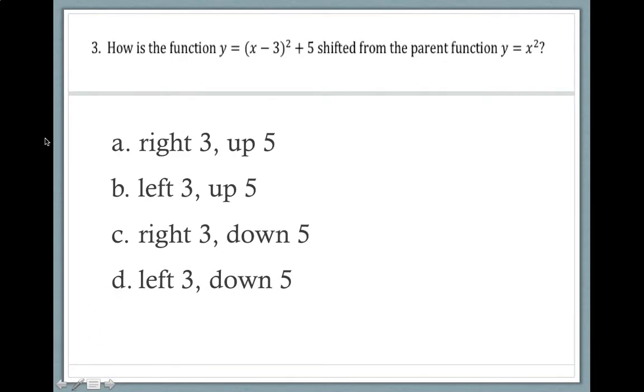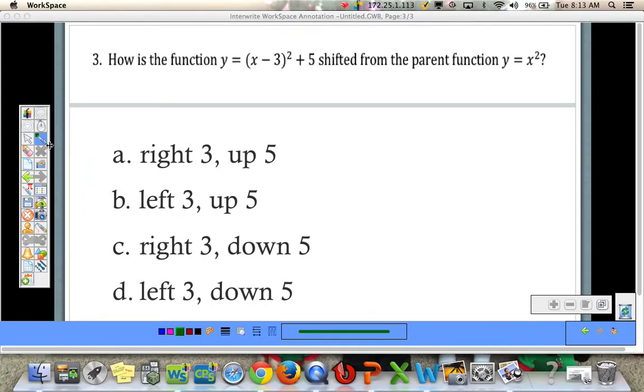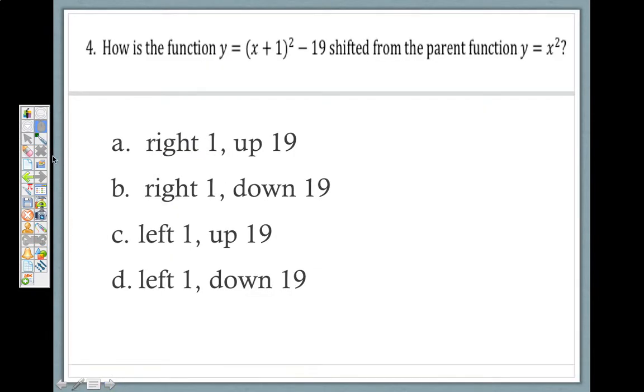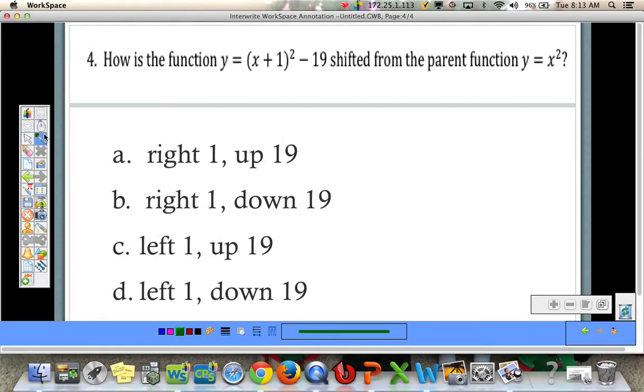How is the function y equals (x minus 3) squared plus 5 shifted from the parent function y equals x squared? Again, you should be very familiar with this. The minus 3 in parentheses means right 3, and the plus 5 means up 5. How is the function (x plus 1) squared minus 19 shifted from the parent function y equals x squared? In the parentheses, the plus 1 means left 1, and the minus 19 means down 19, so that would be D.